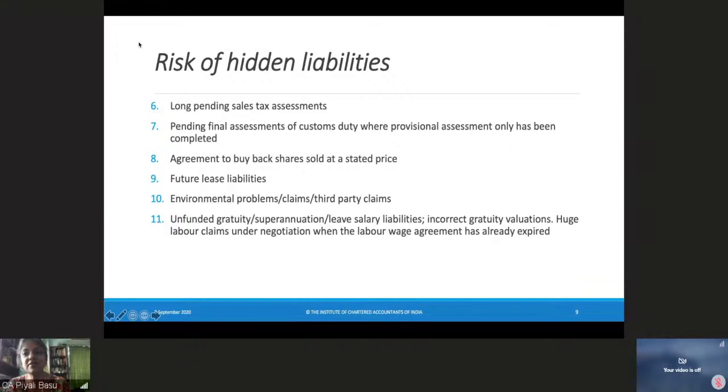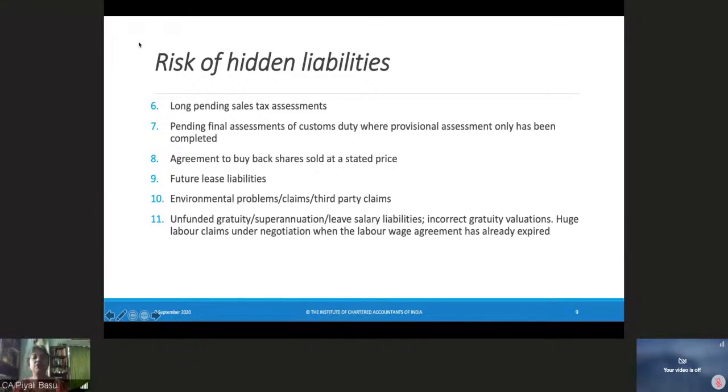Also, agreement to buy back shares sold at a stated price. Very important thing. It is a liability, where such a commitment is there at a committed price, at a stated price, and the market price is much below that. Okay, future lease liabilities, environmental problems, claims, third party claims.